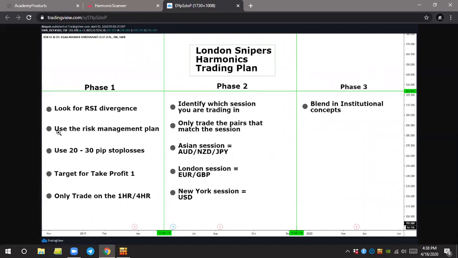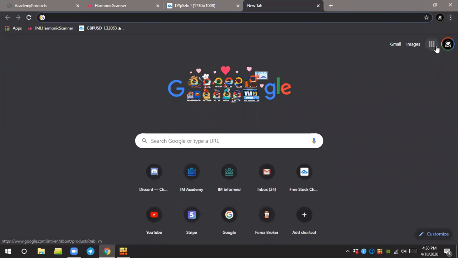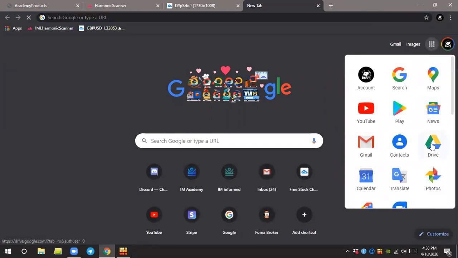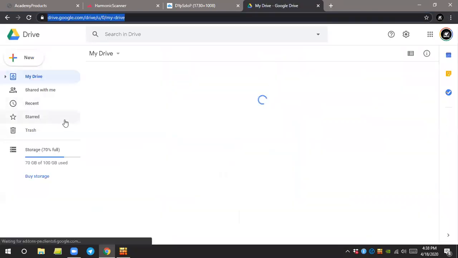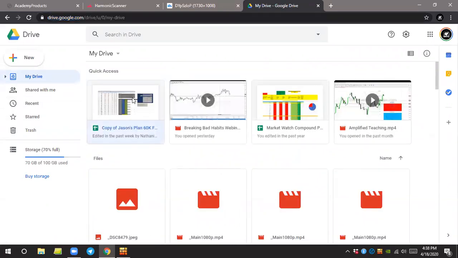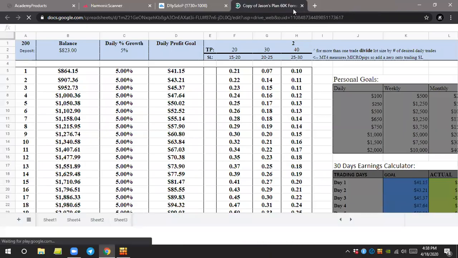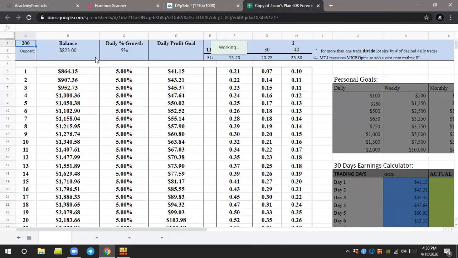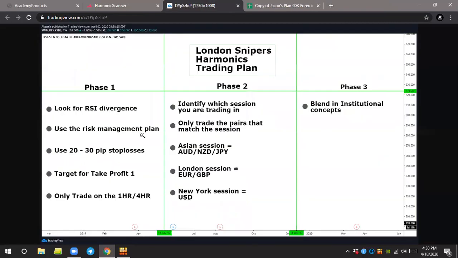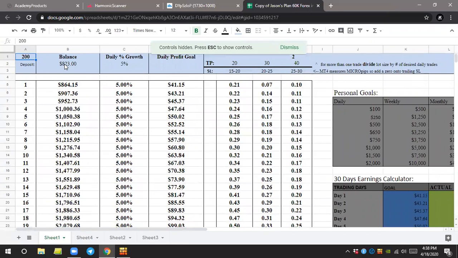Now let's go ahead and use the risk management plan. What do we mean by using a risk management plan? Whenever you guys sign up, you should have a compound plan, whether it's this compound plan or one that you can find in the Discord chat. This will help you with your risk management plan, because it will show you what your daily growth is, what you're willing to risk, your TP, your stop loss, and how much you have to put into a trade.